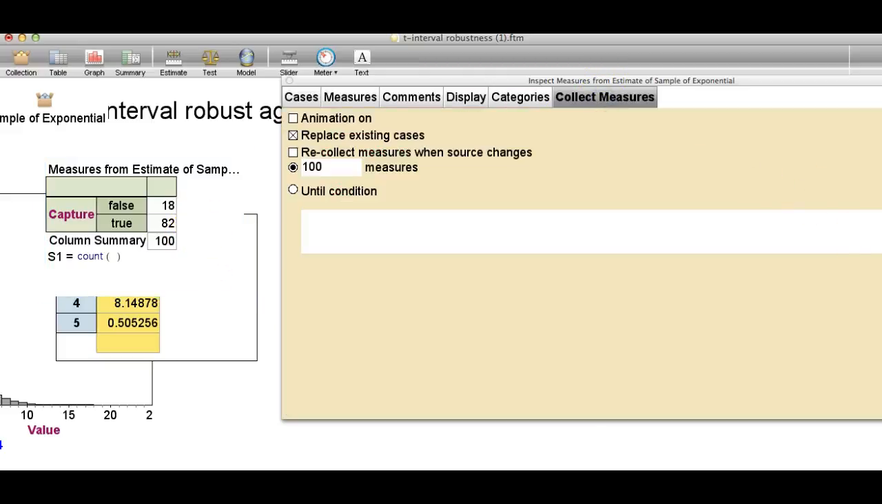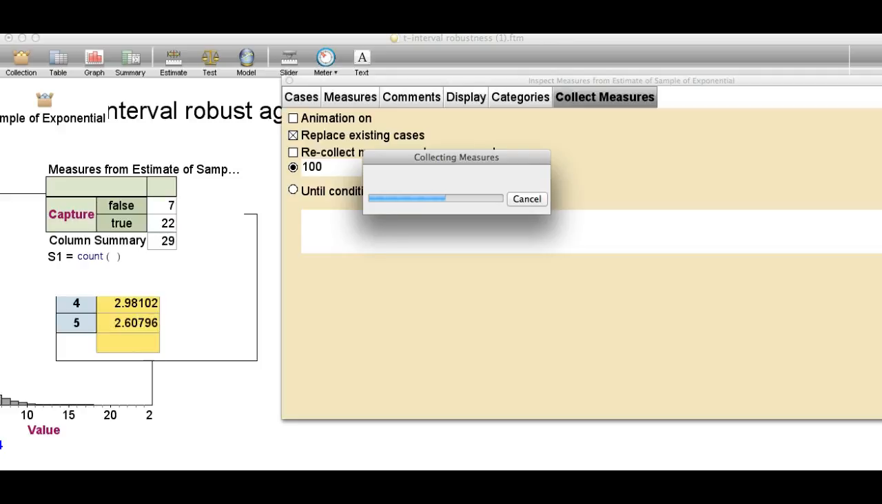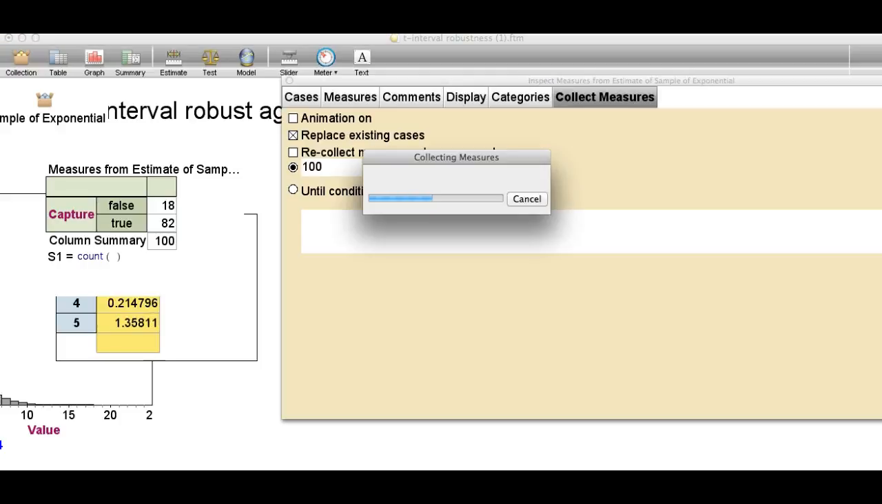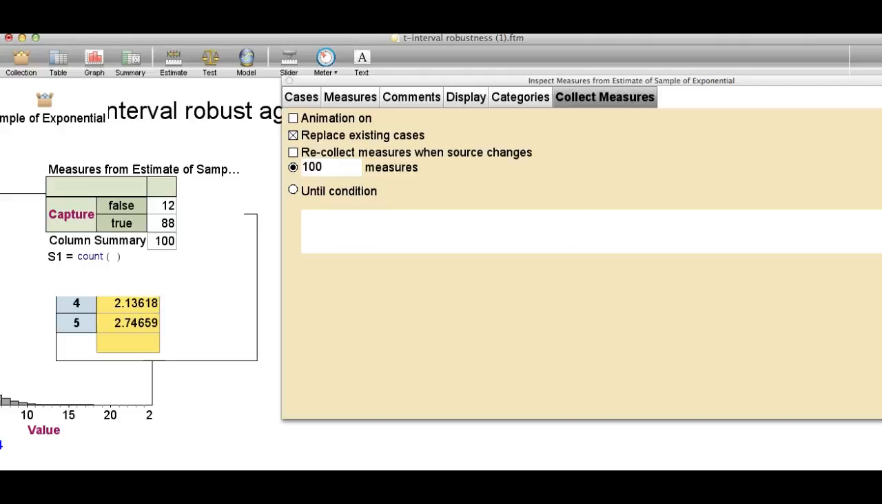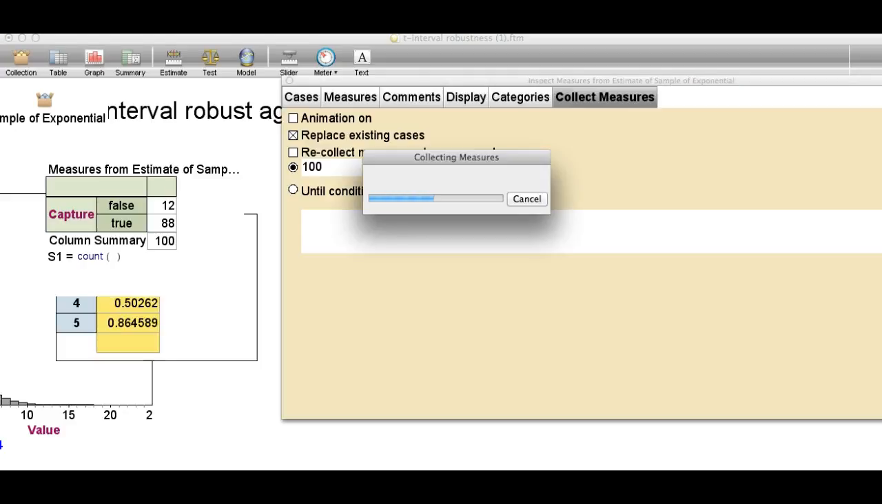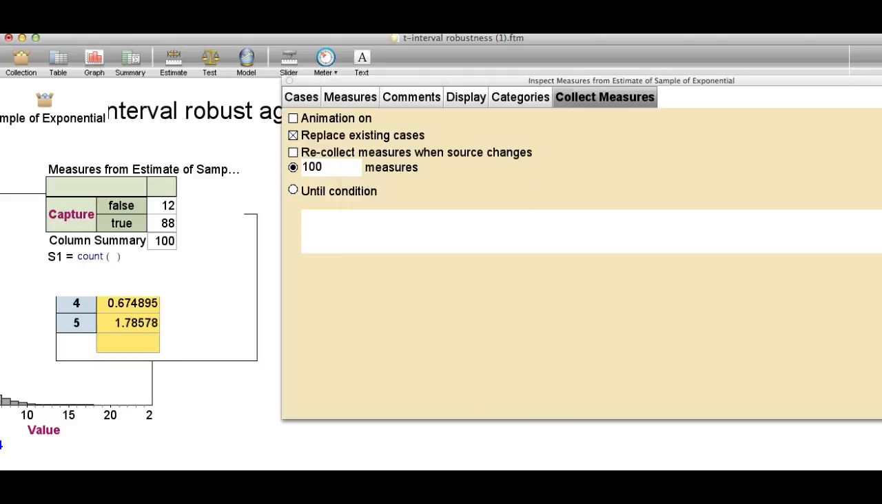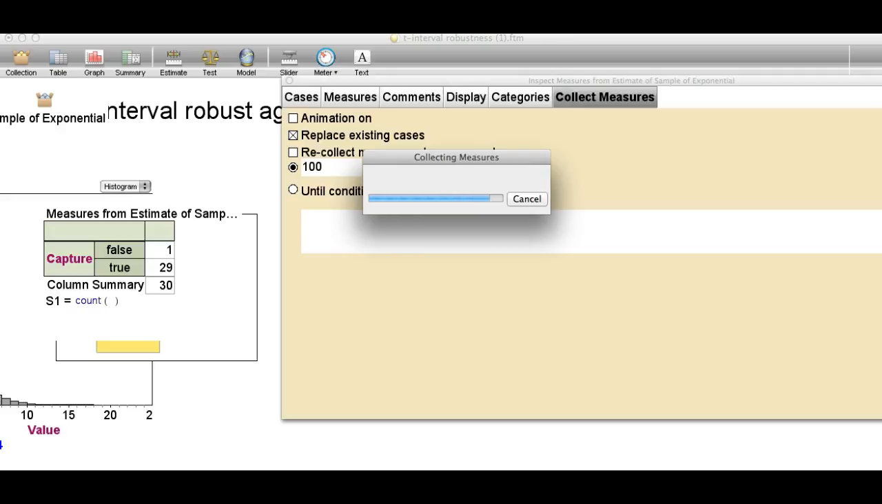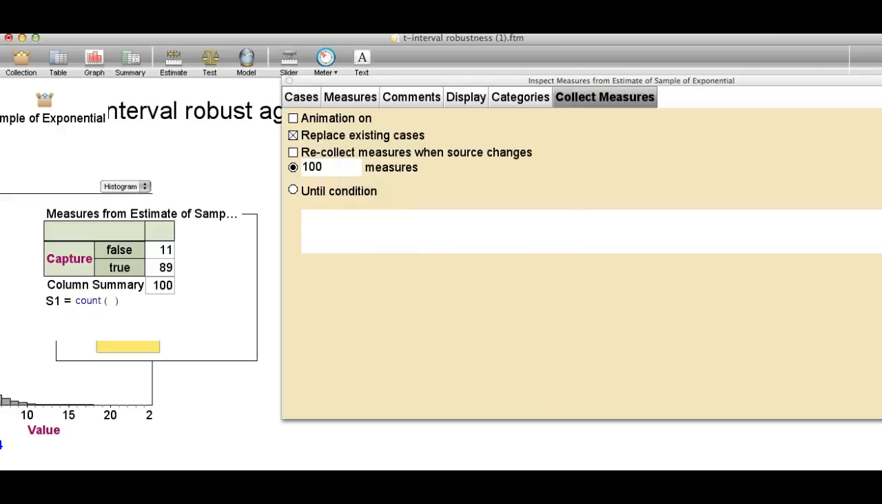Let's try again. Collecting some more measures, let's see how we do. Now we have an 82% capture rate. That's not good. And now an 88% capture rate. Are we ever going to get a 95% capture rate? These are supposed to be 95% confidence intervals. That's only an 88% capture rate, and now an 89% capture rate. This is not performing well.